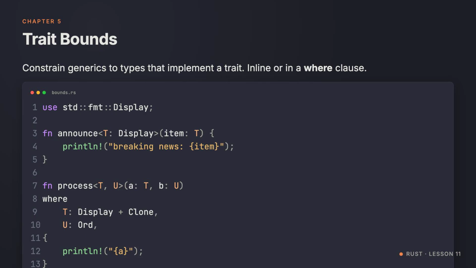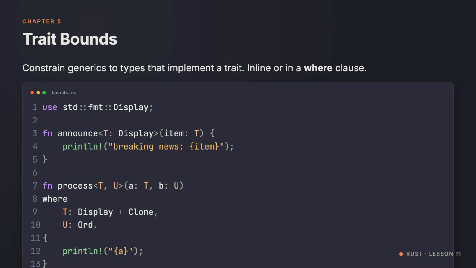In the simplest case, you put the bound right after the type parameter. T: Display means T must implement the Display trait. You can combine multiple bounds with a plus sign. T: Display + Clone means T must implement both. For more complex bounds, especially when multiple type parameters each have their own constraints, use a where clause. It goes after the signature and keeps the parameter list readable.